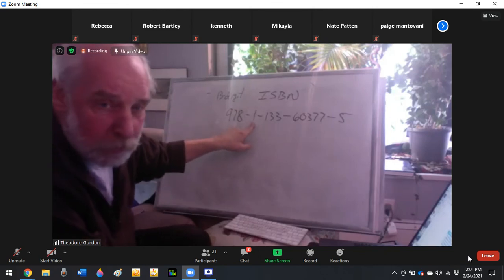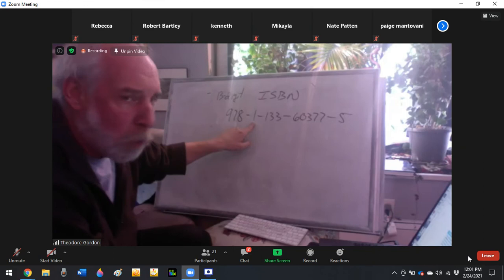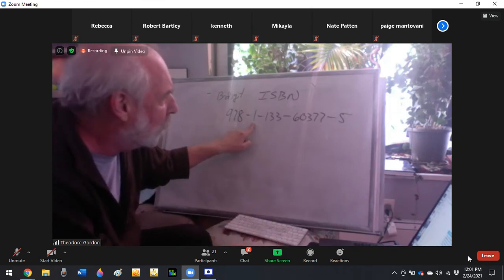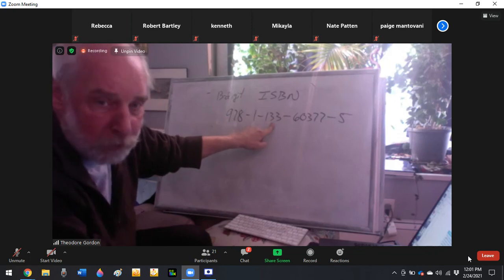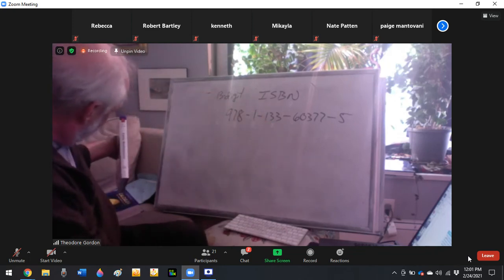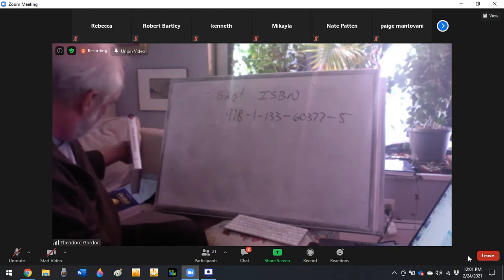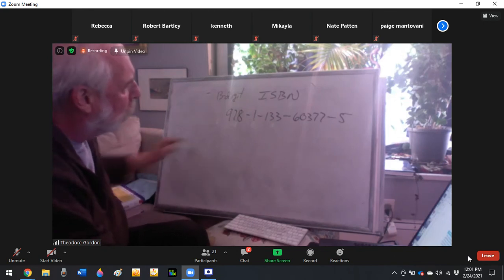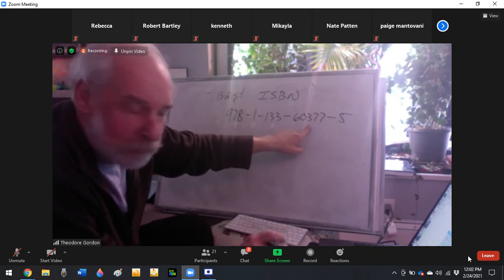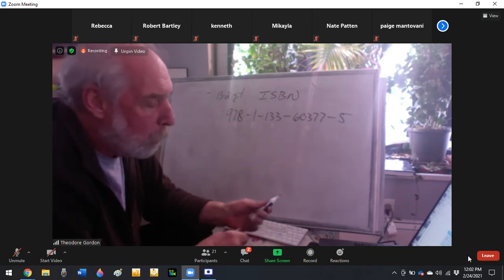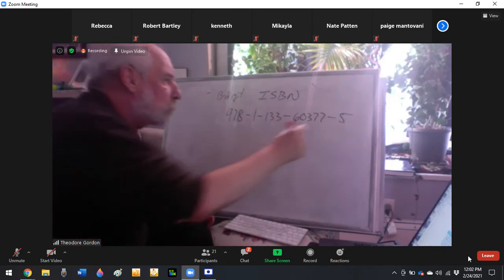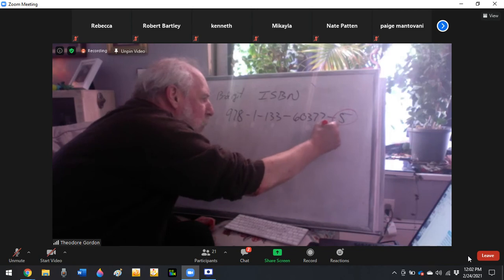So this is the publisher, this is the language that the book is published in. 1 means American English. 0 also means American English. This is the publisher of the book, which in this case is Brooks Cole. This refers to the actual book itself, the edition and all that. But where modular numbers come in here, this last number, this is a check digit.